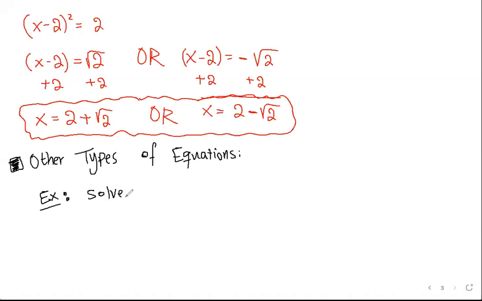Solve 3 over x minus 2 over x minus 3 equals minus 12 over x squared minus 9. This equation, is it a linear equation? Is this equation linear? No, it's not linear.